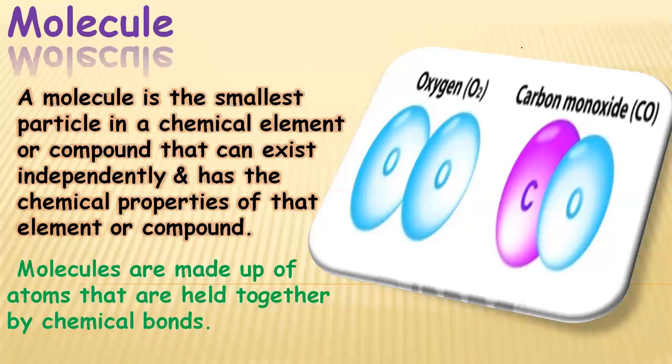Dear students, as you have read in grade 6 and in the previous topic, a molecule is formed when atoms are combined. Because most of the atoms are unstable, when they combine, they form a molecule. So a molecule is the smallest particle in a chemical element or compound that can exist independently and has the chemical properties of that element or compound in it.